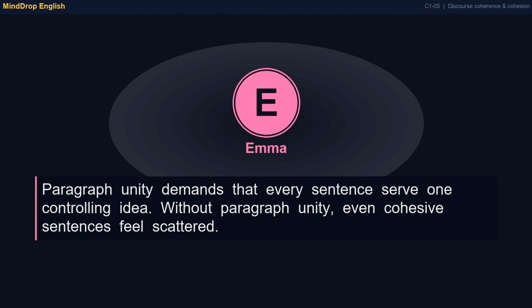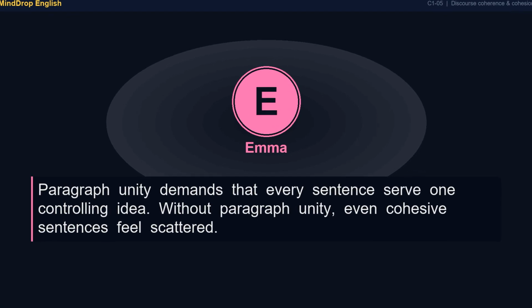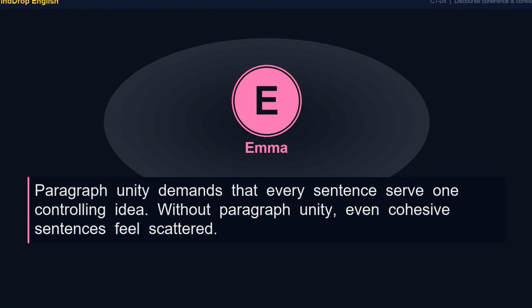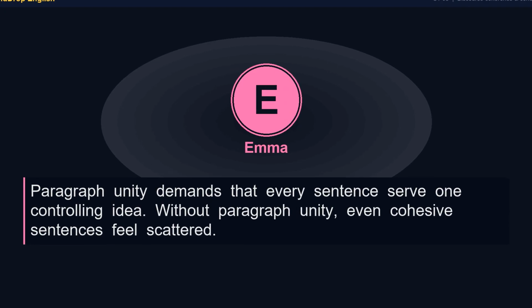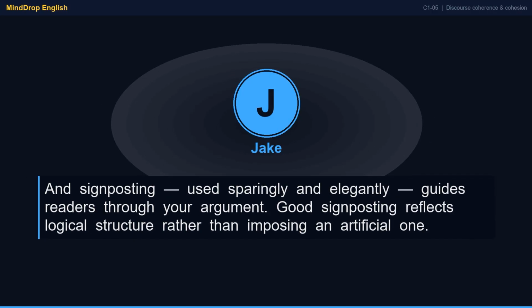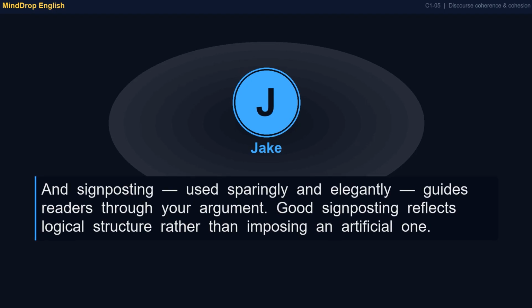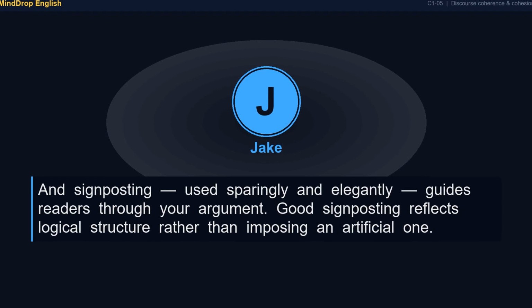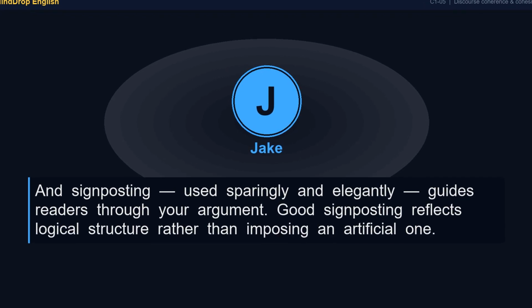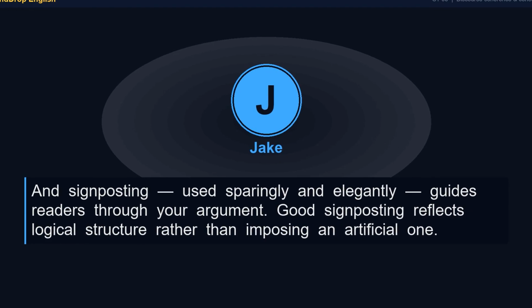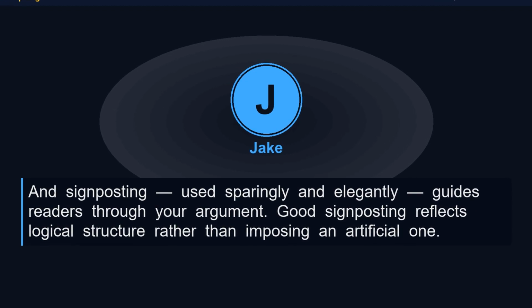Paragraph unity demands that every sentence serve one controlling idea. Without paragraph unity, even cohesive sentences feel scattered. And signposting, used sparingly and elegantly, guides readers through your argument. Good signposting reflects logical structure rather than imposing an artificial one.